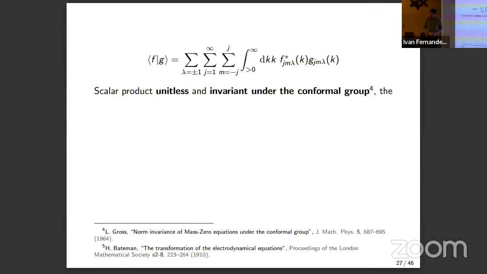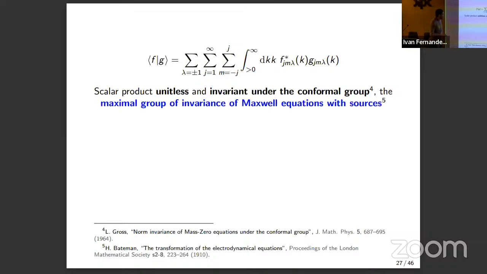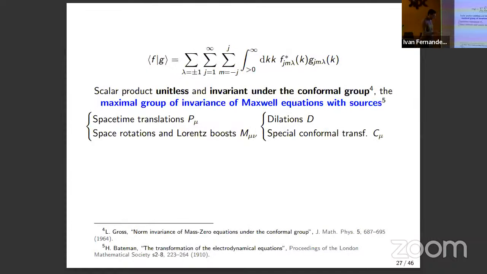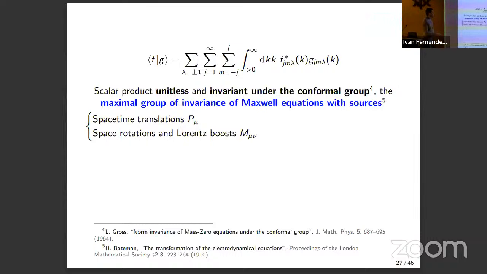All right. Now, I got to the last part, the part of matter. I got to first say more things about this scalar product. This scalar product, or the other expression that I showed you, is unitless and it's invariant under the conformal group. So what is the conformal group? It's the largest group of invariants of Maxwell equations with sources, and it's composed by the Poincaré group. So that's time translation, the 3 space translations, 3 space rotations, 3 Lorentz boosts, so that's 10.